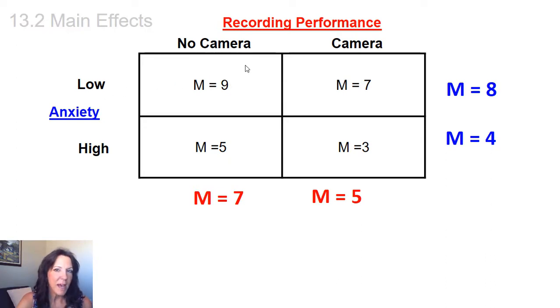People with low anxiety who had the camera had a mean score of 7. Oh, that means that it went down a little bit, didn't it? People with high anxiety and the camera had a mean of 5, and high anxiety with no camera, a mean of 5, high anxiety with the camera, a mean of 3.